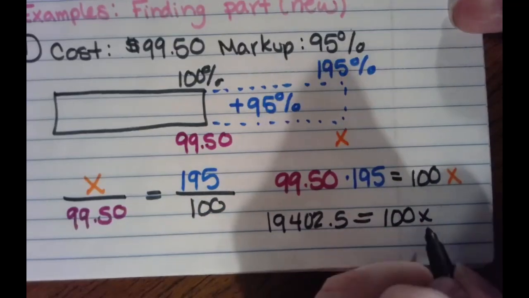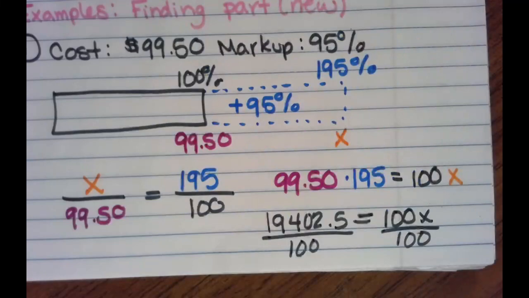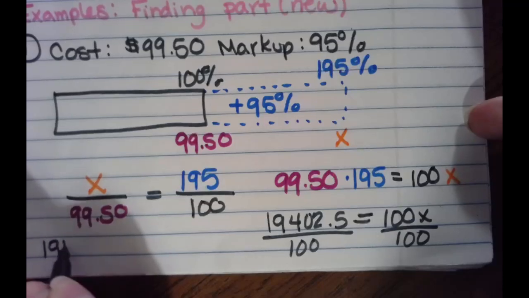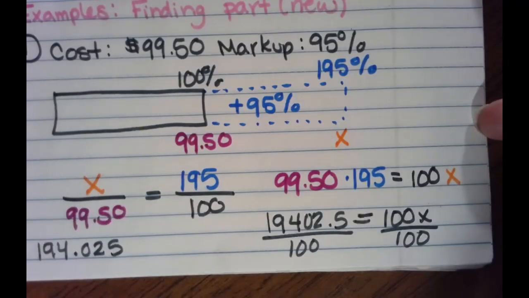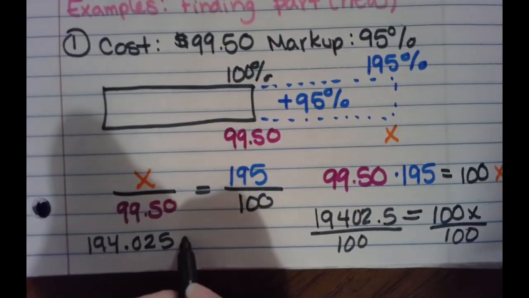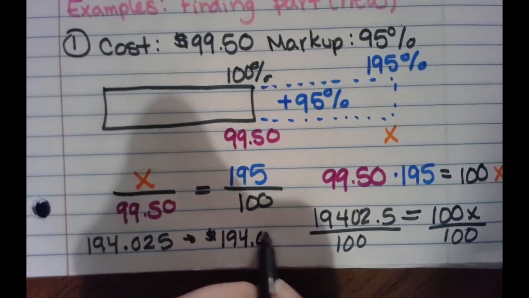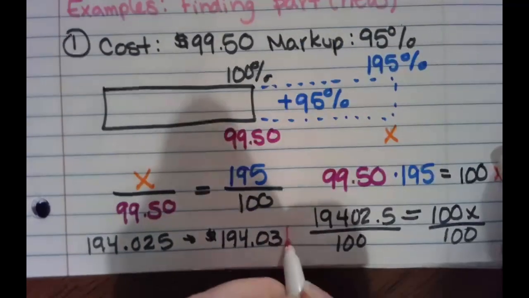equals 100x. We have to divide both sides by 100, and we get 194.025. Now, since this is a cost thing, we need to write this as money. So that would turn into $194.03. That's how much they would end up selling this for.